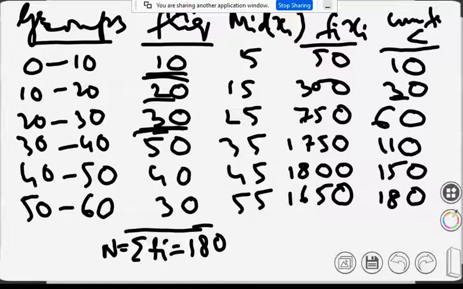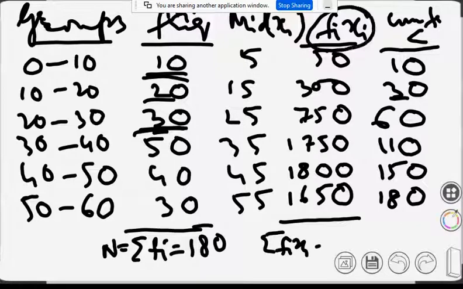Then we have to find the summation fi xi value. Summation fi xi means you add this fi xi column. Tell me what is the value? 6,300. Everybody agrees? Yes, sir. 6300.